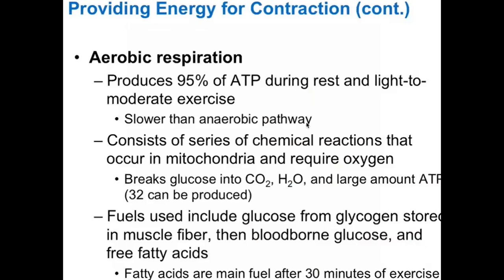So before I move on to the aerobic one, do I have any questions so far? Or am I moving too fast? Yes, Nicholas.